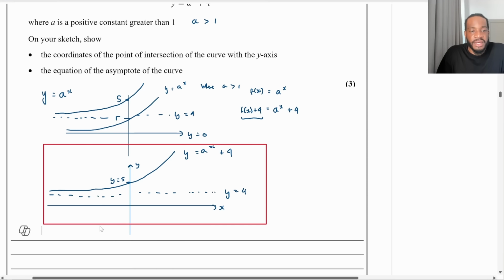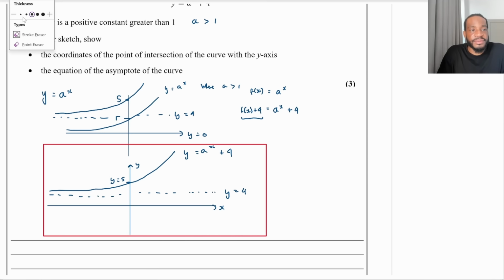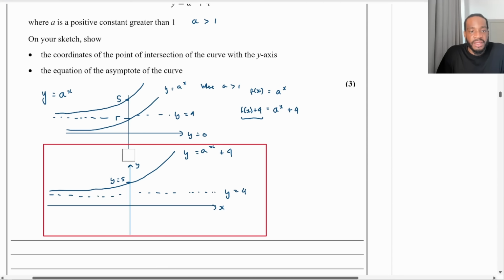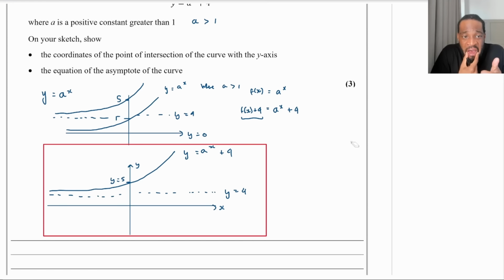Perfect. And yeah, that will be it. Let me wrap this up. And yeah, that will give you the 3 marks. Let me just double check. On your sketch, show the coordinates of the point of intersection with the y-axis. The intercept is at y equals 5. And the equation of the asymptote. Simple as that. It's done.